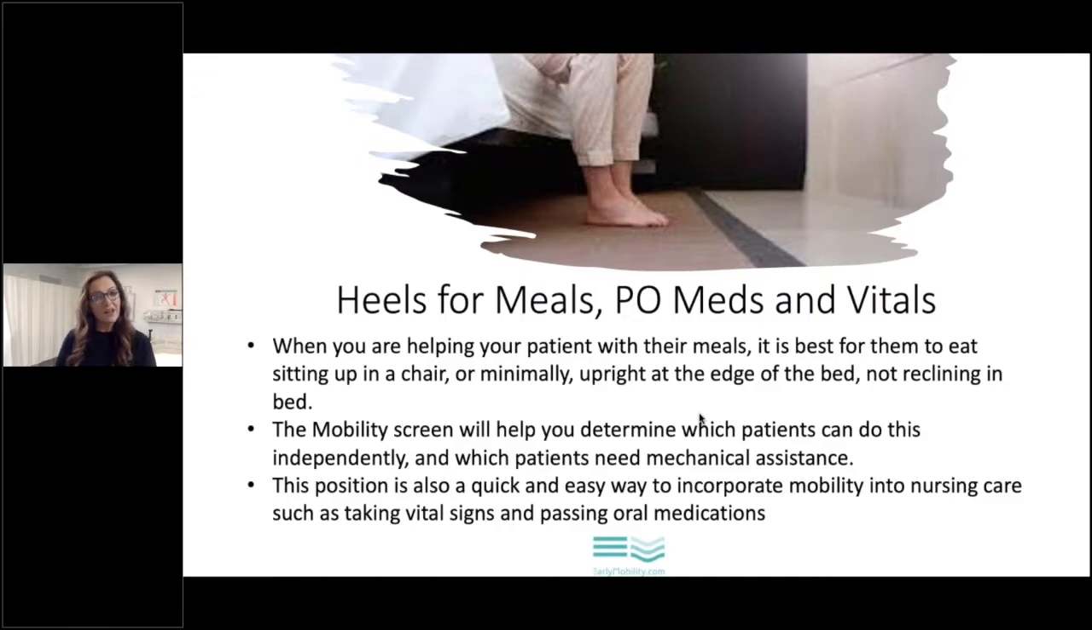Meals. Another easy thing to do is heels for meals, PO meds, and vital signs. Try to get the patient's heels on the floor at the edge of the bed or in a chair. These are opportunities throughout the day in activities you are doing anyway with your patients. And use your mobility screen to help you determine how much of that movement the patient can safely and independently do, and whether they need help.